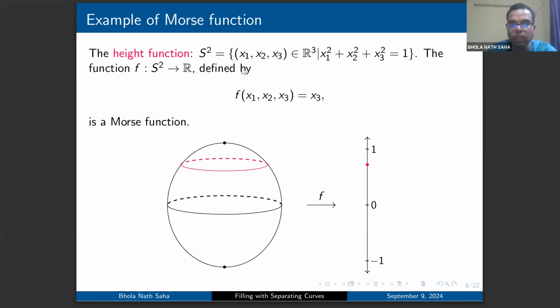Now we see an example of a Morse function. Consider the unit sphere in R^3 and consider the height function. Then this function is a Morse function, as it has two critical points, the North Pole and the South Pole.